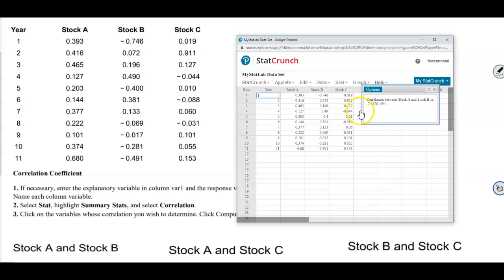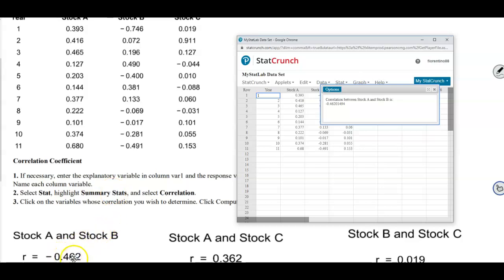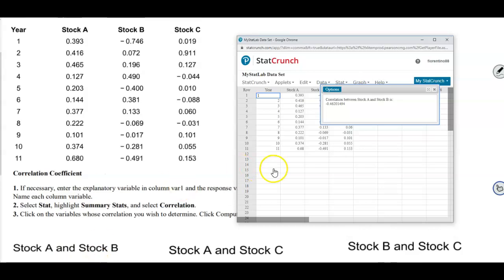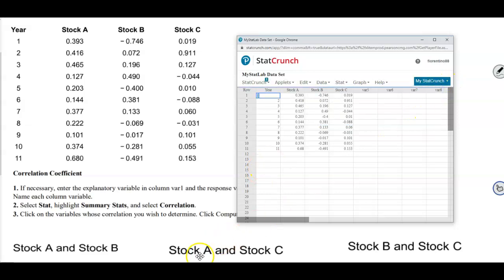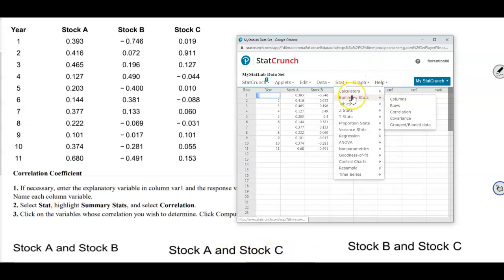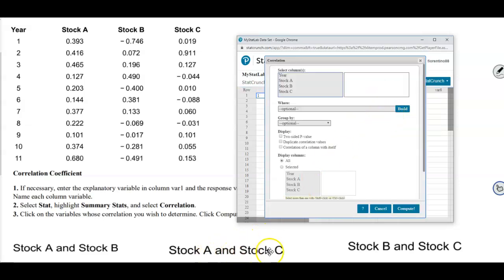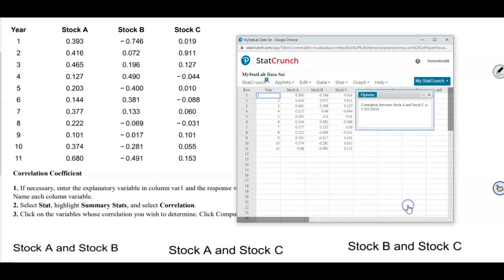So that gives us a value of negative 0.462. So down here we should see that for stock A and stock B, r is equal to negative 0.462. Next, we need to find the linear correlation between stock A and stock C. So again, we go back up to Stat, select Summary Stats, and then locate Correlation. Now we're comparing A and C, so we select A and then hold the control button to select stock C. Now we select Compute.